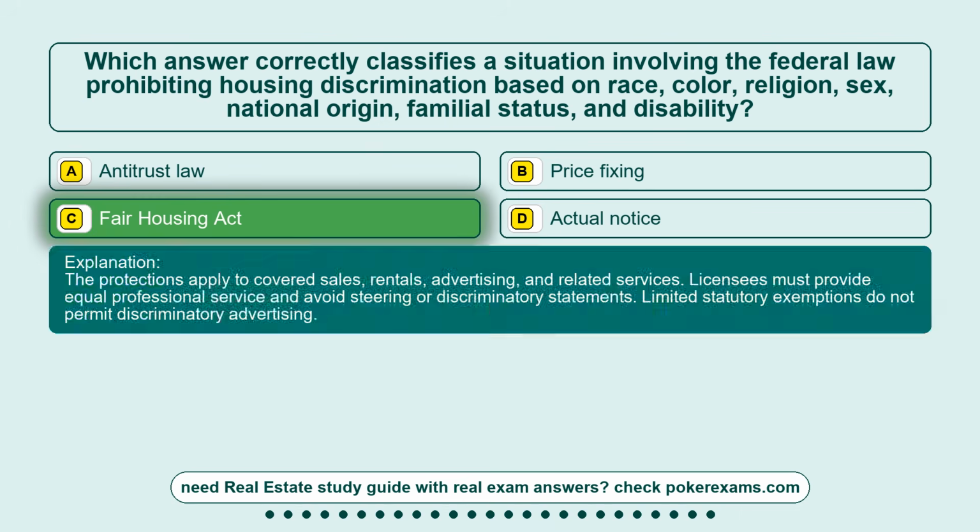The protections apply to covered sales, rentals, advertising, and related services. Licensees must provide equal professional service and avoid steering or discriminatory statements. Limited statutory exemptions do not permit discriminatory advertising.